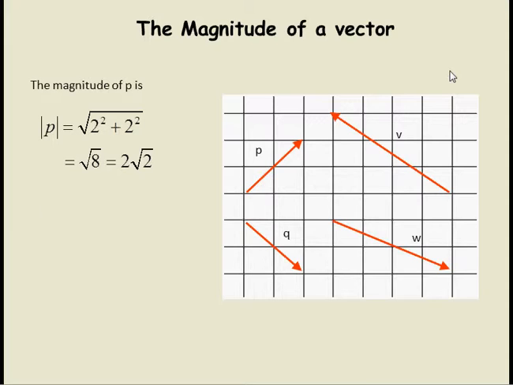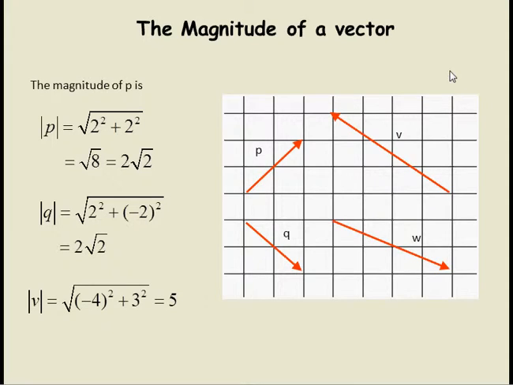Okay, here's the answers. Q is exactly the same length, even though it's a different direction. There's V. That's a 3, 4, 5 triangle, useful to remember. And W is 2 root 5 long.